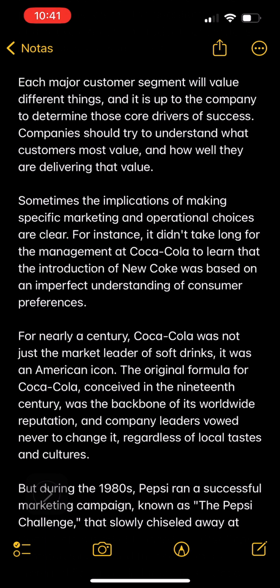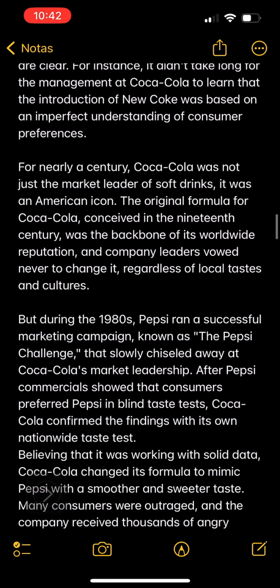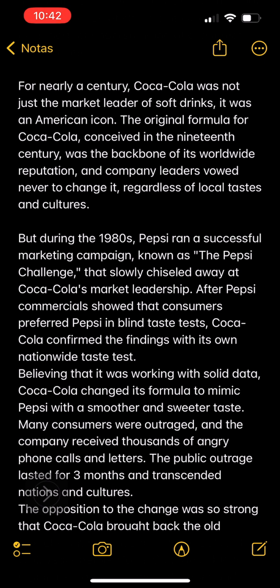Sometimes the implications of making specific marketing and operational choices are clear. For instance, it didn't take long for the management at Coca-Cola to learn that the introduction of New Coke was based on an imperfect understanding of consumer preferences. For nearly a century, Coca-Cola was not just the market leader of soft drinks, it was an American icon. The original formula for Coca-Cola, conceived in the 19th century, was the backbone of its worldwide reputation, and company leaders vowed never to change it, regardless of local tastes and cultures.